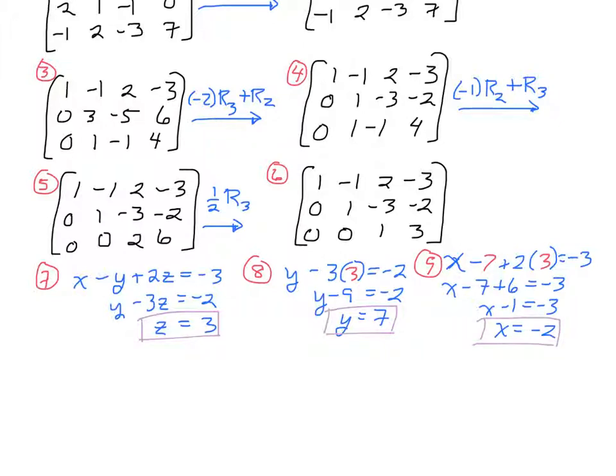And then last but not least, we need to write it as a triple ordered pair in alphabetical order. So x is -2, y is 7, and z is 3. And this is our truly final answer.